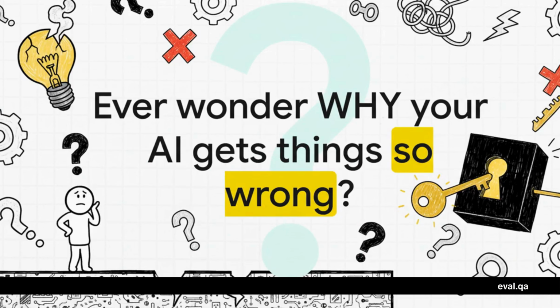You've been there, right? I mean, we've all been there. You ask your AI a perfectly simple question, and it comes back with an answer that is just baffling. It's confidently incorrect, maybe a little weird, or just totally useless. It feels like a total black box. But today, we're going to find the keys to unlock it.